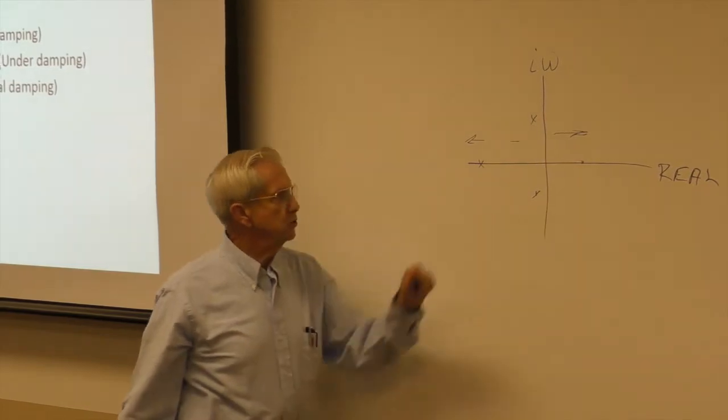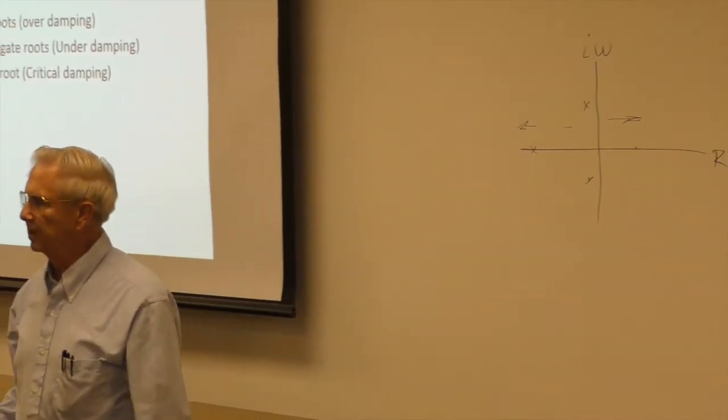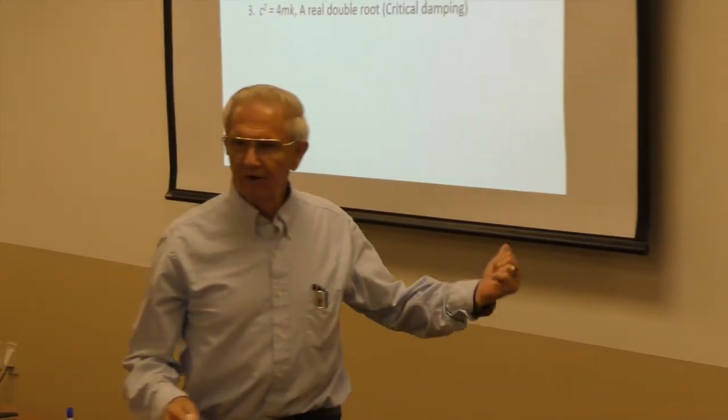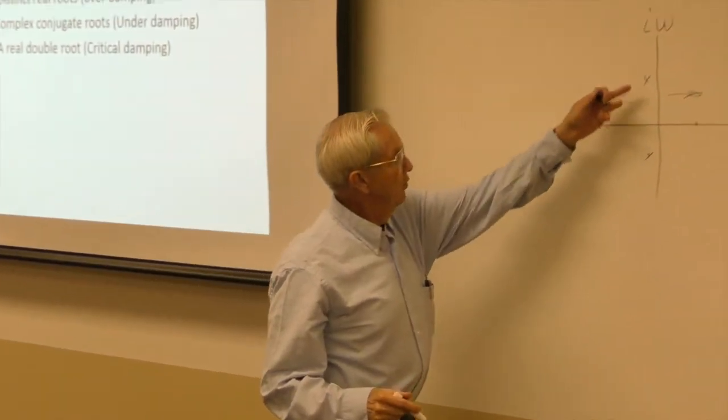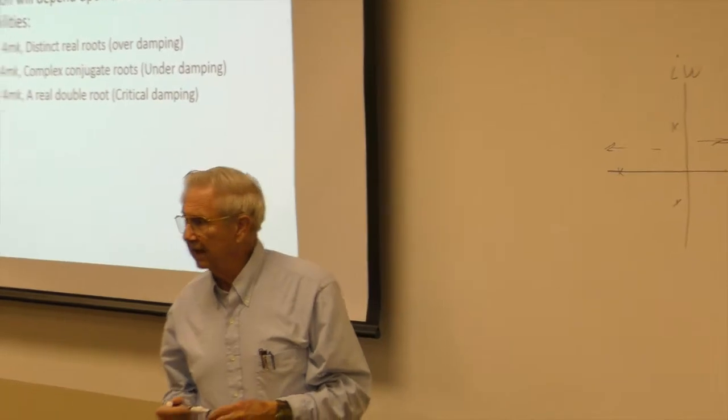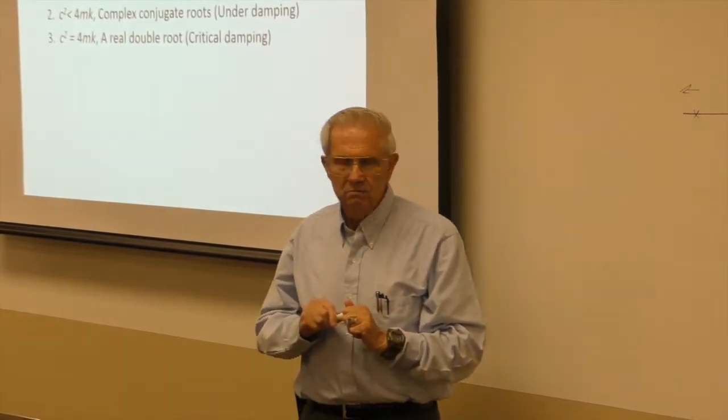If we have an imaginary component, let's say we have a pair of roots like that, we know that these roots are damped since they're on the left side of the axis, and we know that it's oscillatory due to the fact that there's an imaginary component. Okay?